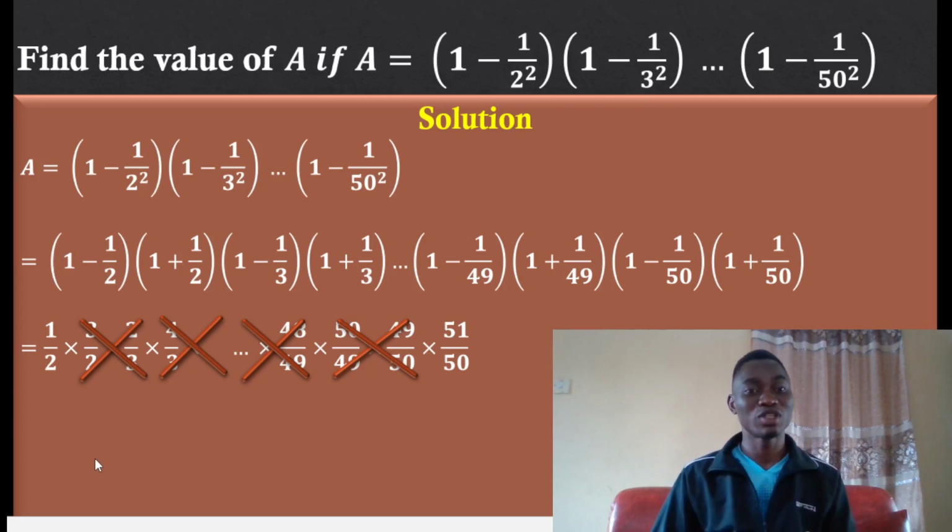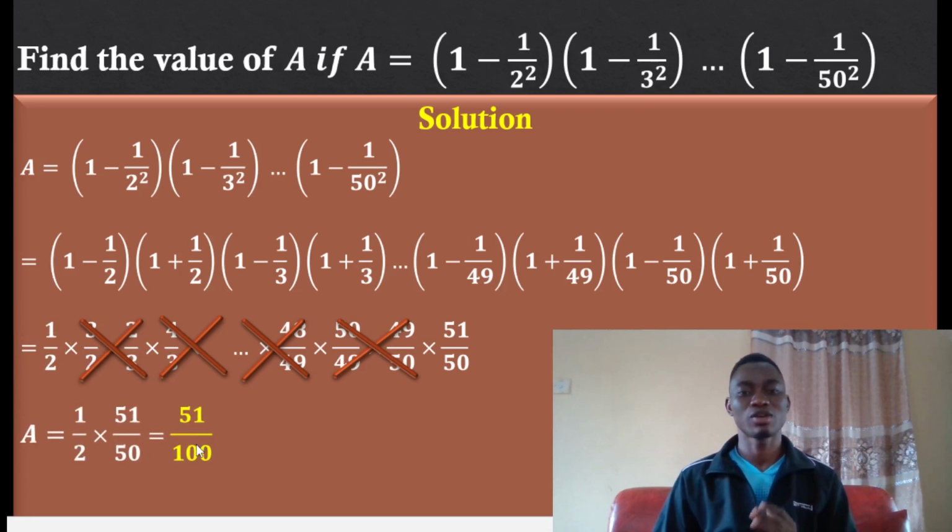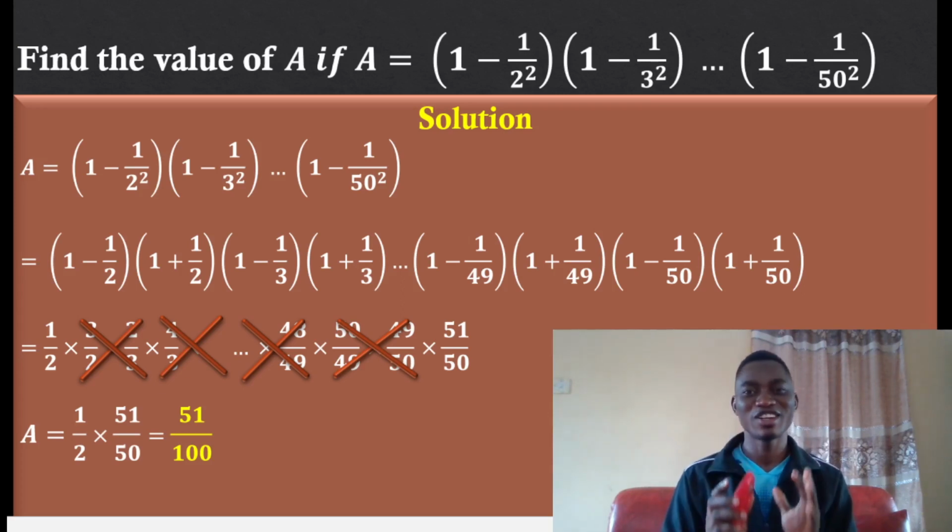Finally, we are left with half and 51 over 50. Yes, very simple. You see, the long expression has been simplified. It has been reduced to half multiplying 51 over 50, and that gives us 51 over 100. That is the answer. You don't have to punch a calculator to get this done. It is just that simple. So the value of A is 51 over 100. That is all I have for you today.